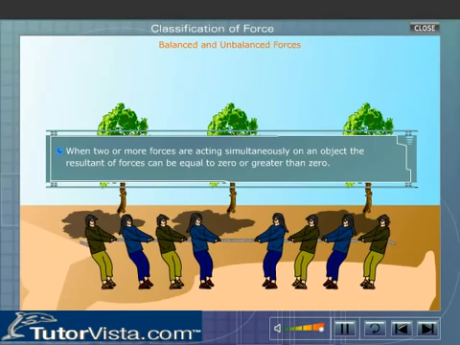Balanced and unbalanced forces. When two or more forces are acting simultaneously on an object, the resultant of forces can be equal to 0 or greater than 0. Depending upon the resultant, the forces are classified as balanced and unbalanced forces.